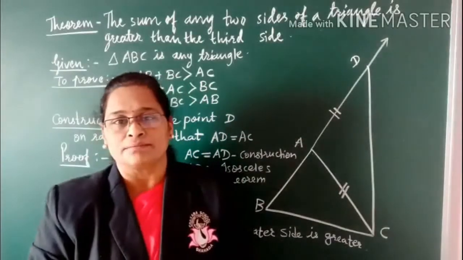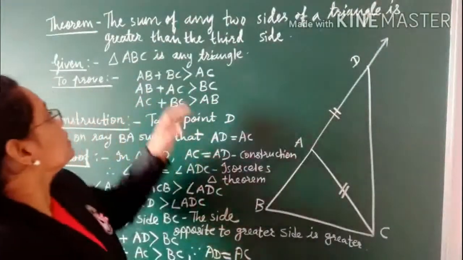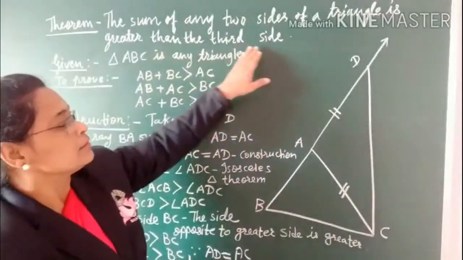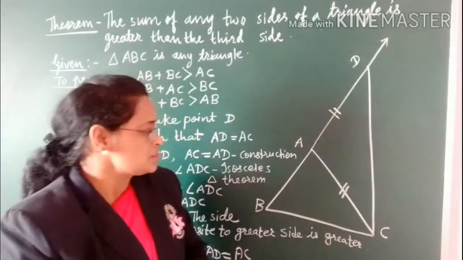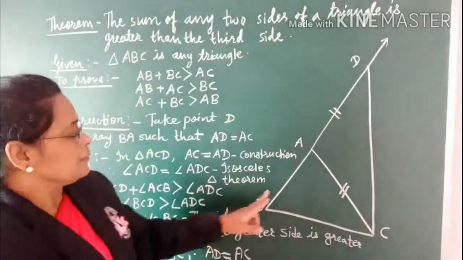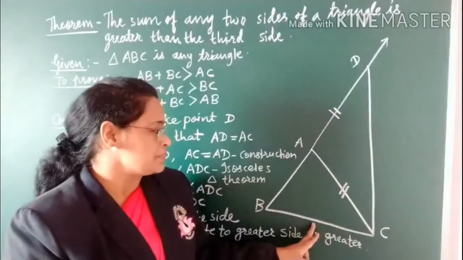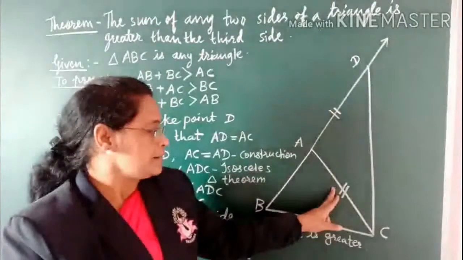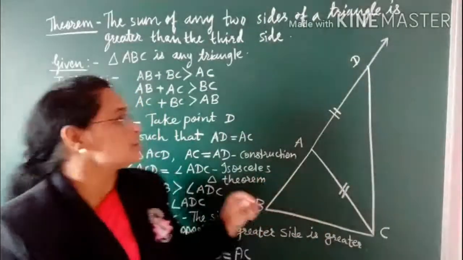So let's see the theorem related to the length of the sides of a triangle. The theorem statement is: the sum of any two sides of a triangle is greater than the third side. Now here triangle ABC is a given triangle. In this triangle AB plus AC, that is the sum of the two sides, is greater than the third side BC. Similarly we can prove AB plus BC is greater than the third side AC, and AC plus BC is greater than the third side AB. So this we have to prove.